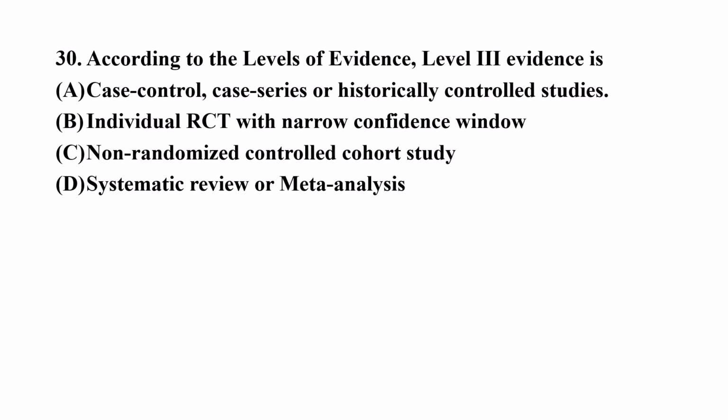Here, option A, case control, case series or historically controlled studies is level 4 evidence. Option B, individual RCT with narrow confidence window is level 2 evidence. Option C, non-randomized control cohort study is level 3 evidence. And option D, systematic review or meta-analysis is level 1 evidence. So here the option C, non-randomized control cohort study is the right answer.